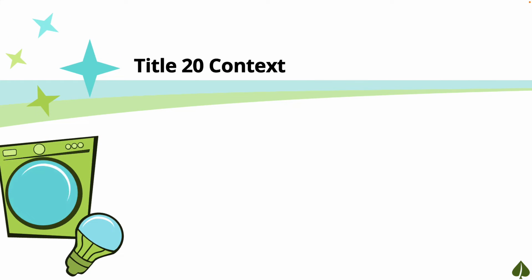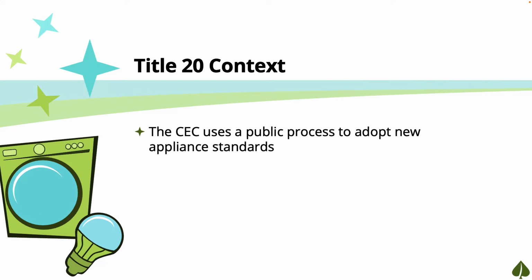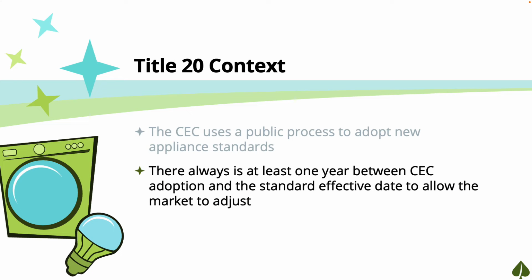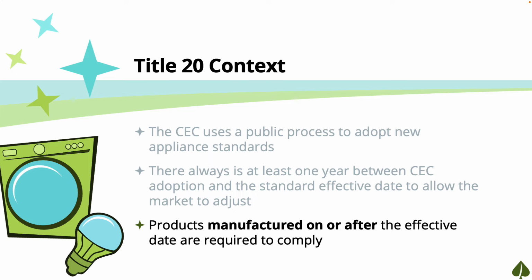The California Energy Commission uses a public process to adopt new appliance standards. The standards are developed with industry, energy efficiency advocates, and others through an open, transparent process. There's always at least 1 year between the adoption date and the standard effective date, which gives the market time to meet the compliance requirements. Products that are manufactured on or after the effective date are required to comply.